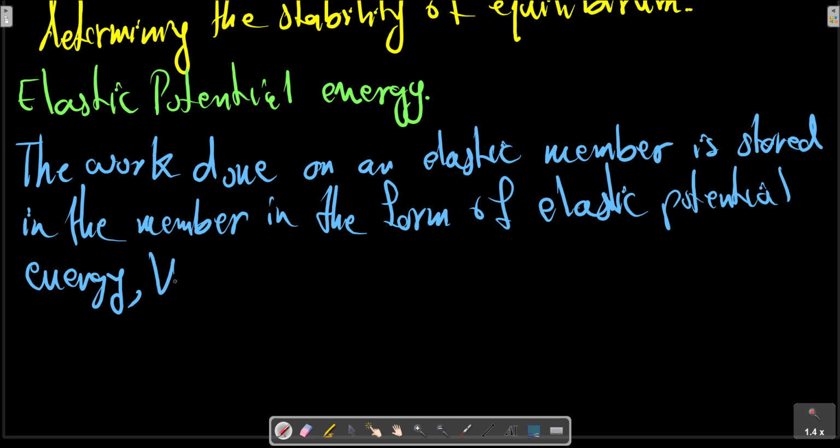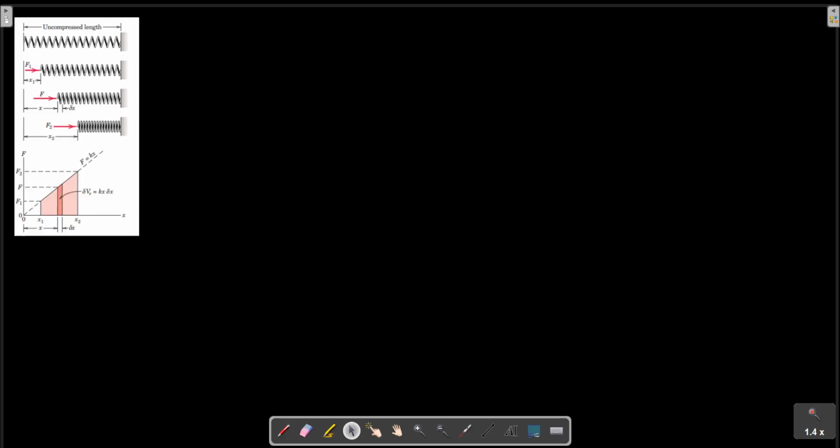Energy VE. This energy is potentially available to do work on some other body during the relief of its compression or extension. For more description, consider this picture: a spring which is being compressed by force F. We assume that the spring is elastic and linear.